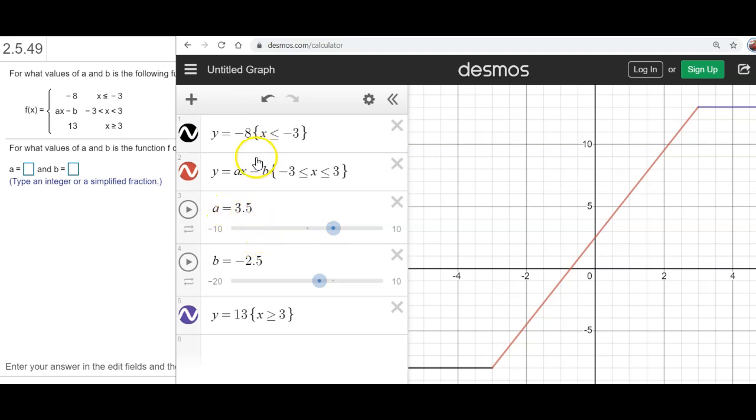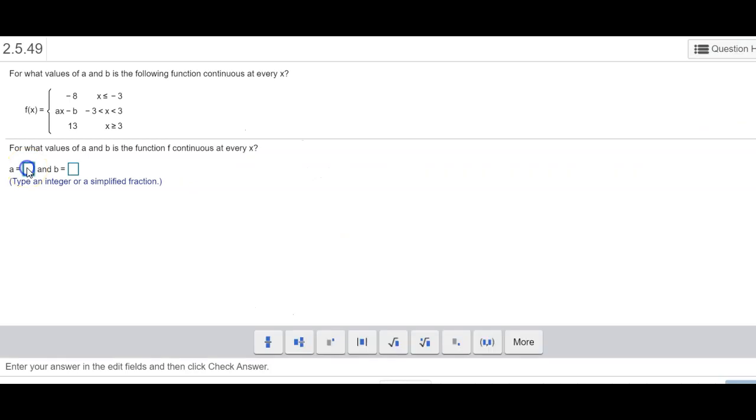So 3.5x minus -2.5 would be like plus 2.5 or 5/2. And there's our line that now connects those two values. And now we have a continuous function. So a is, they want a simplified fraction. They wouldn't take a decimal here. So make sure you're typing in fractions. So a was 7/2 and b was -5/2.